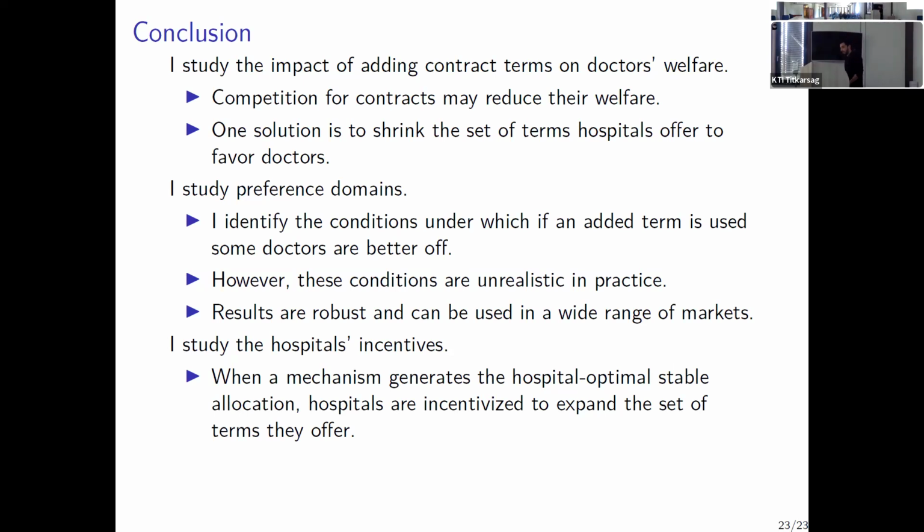Then I study the preference domain, and what I show is that we must impose very strong conditions to guarantee that if a term is added and is used, some doctors are better. So these conditions are not realistic, or at least economically very strange. And I can argue that my results are robust and can be used in a wide range of markets. And finally, I study the incentives for hospitals, and what I show is that hospitals always have the incentive to offer more terms, to extend the set of terms that they offer, when the mechanism generates the hospital optimal stable allocation, and they can manipulate when we consider the doctor proposing DA.